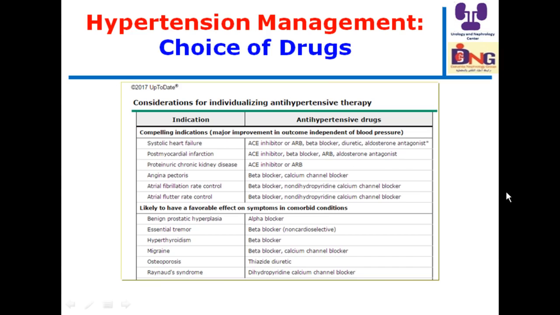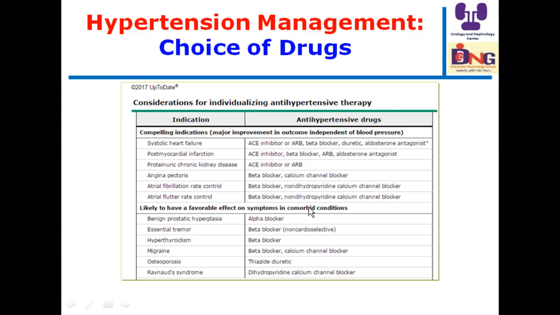According to the up-to-date guidelines, systolic heart failure: ACE inhibitor, beta blocker, diuretic, aldosterone antagonist, and even sacubitril, a neprilysin inhibitor, which is currently stated in the guidelines. Post-myocardial infarction, ACE inhibitor, beta blocker, aldosterone antagonist. Proteinuric chronic kidney disease, ACE inhibitor or ARBs. Angina pectoris, beta blocker, calcium channel blocker. Atrial fibrillation, beta blocker, non-dihydropyridine calcium channel blockers. Atrial flutter, beta blocker, non-dihydropyridine calcium channel blockers.